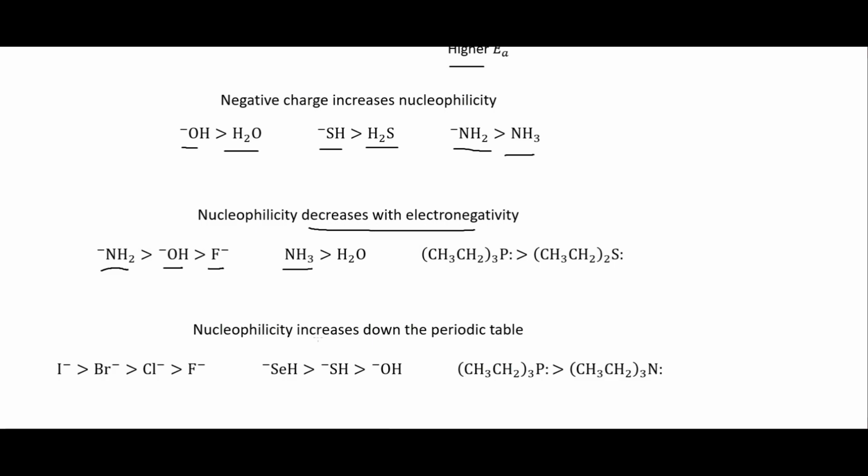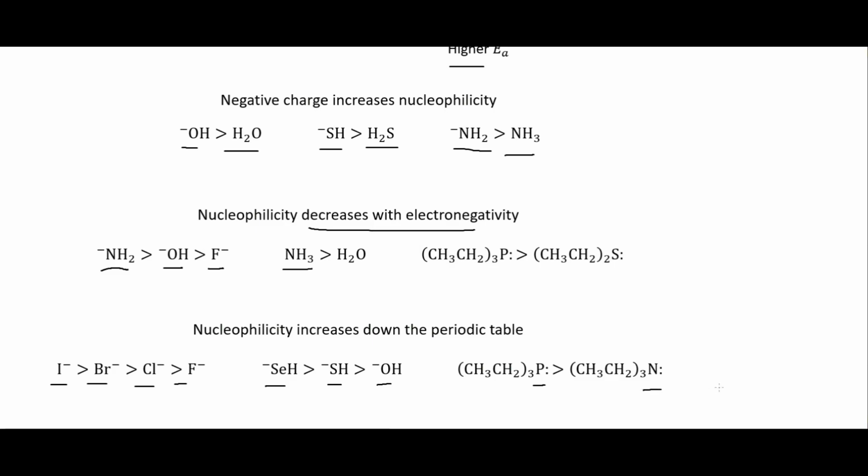And nucleophilicity will increase down the periodic table. And so the iodide is going to be a stronger nucleophile than the bromide, which is stronger than the chloride, which is stronger than the fluoride. So our selenium anion here is going to be stronger than the sulfur, which is stronger than the oxygen. Then this phosphorus right here is going to be stronger than our nitrogen there.